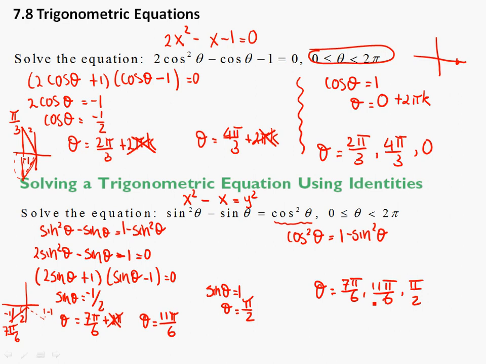Can I move on? So when you have a mix of sine squareds and cosine squareds, see which one you want to replace so that you have everything in just one of them. So either all sines or all cosines.